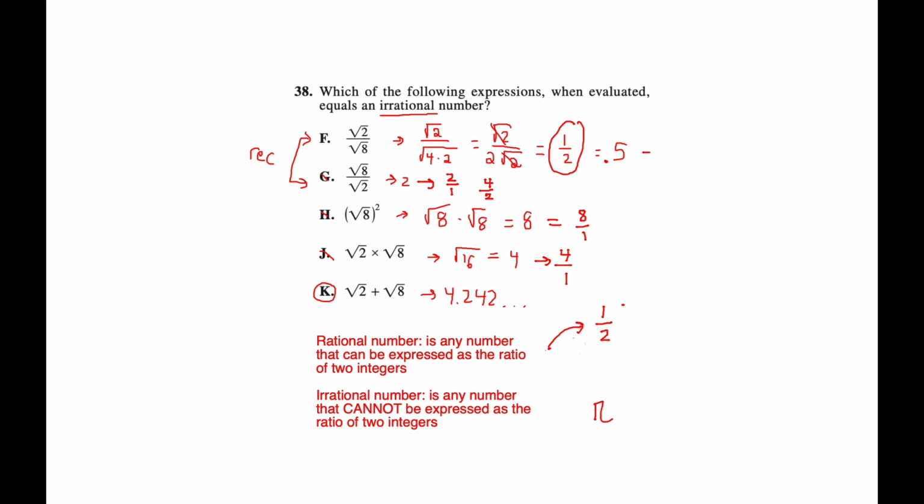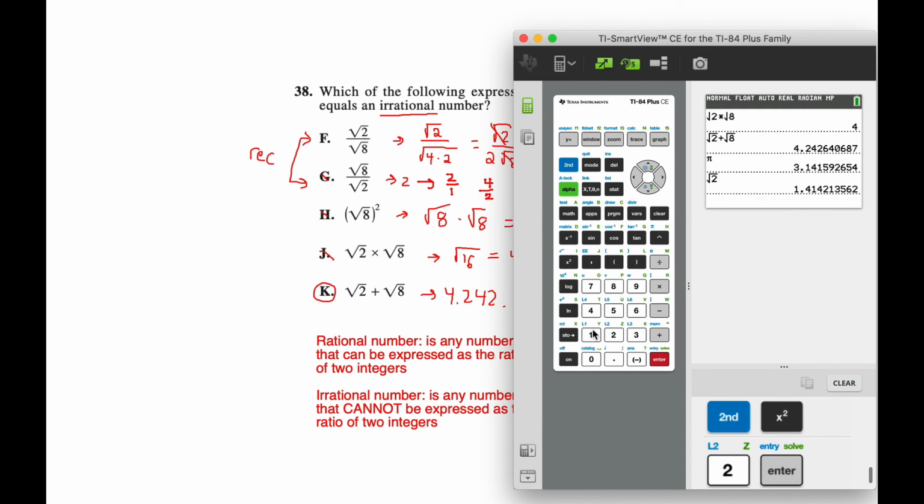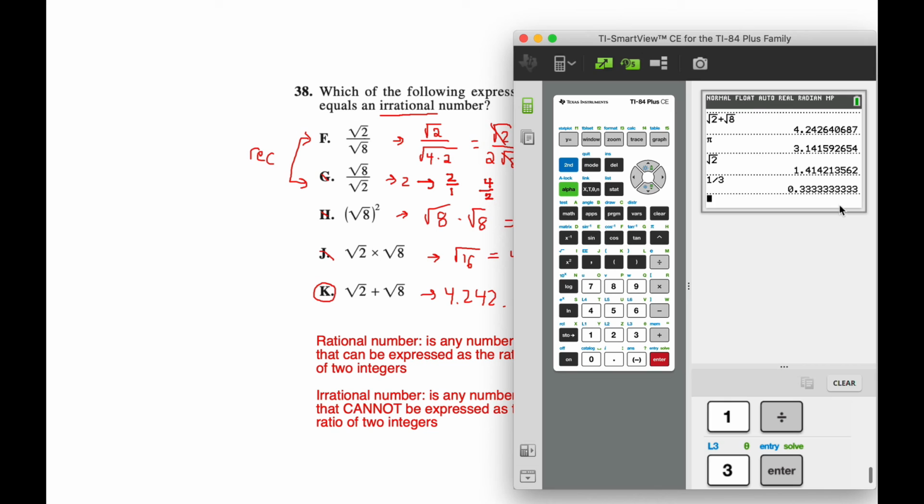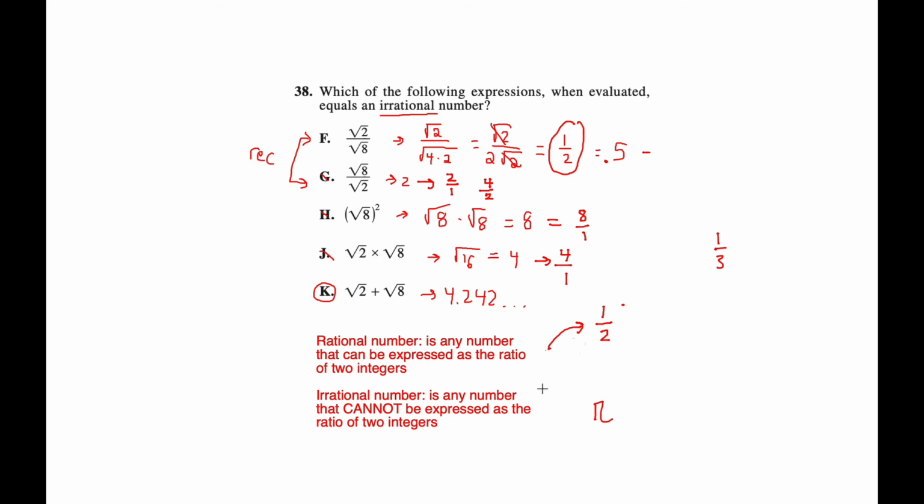But you could also have a number like 1/3, which also goes on forever. And that's technically a rational number, though, because even though it goes on forever, we have one integer divided by another integer. So technically, that satisfies that rational number definition.